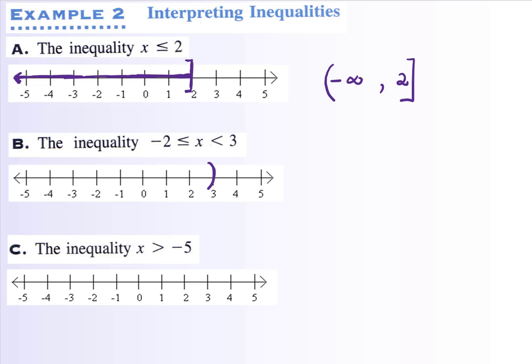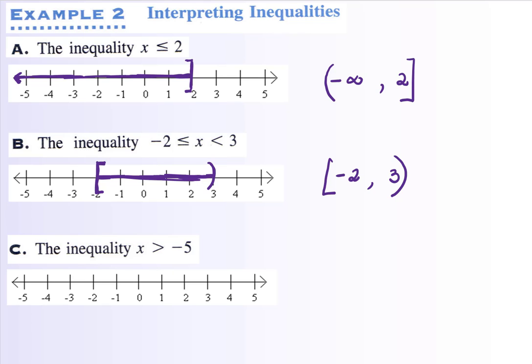x is between negative 2 inclusive and 3 strictly. Negative 2 is included, bracket at negative 2. 3 is not included, parenthesis at 3. And we take the values in between. Open bracket, negative 2, comma, 3, close parenthesis for the interval notation.